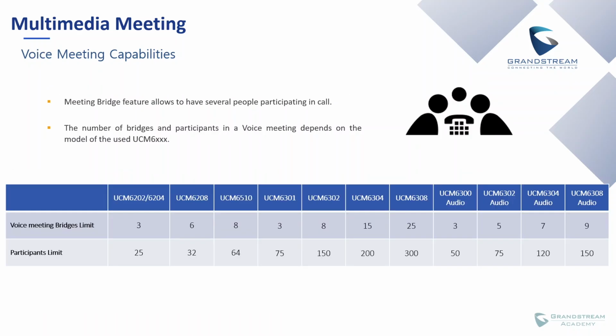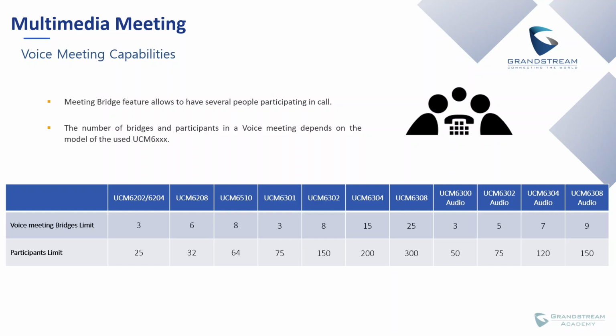Audio Meeting Bridge allows to have multiple people in a single call, and the number of meeting bridges as well as the number of participants in the meeting depends on the model of the UCM. And on the table, we have Voice Meeting Bridge limit, and we also have Participants limit. For the UCM 6202 and 6204, we have a limit of 3 bridges, and for the participants limits, we have 25. For the UCM 6208, we have 6 for the bridge limit, and for participants limit, we have 32.